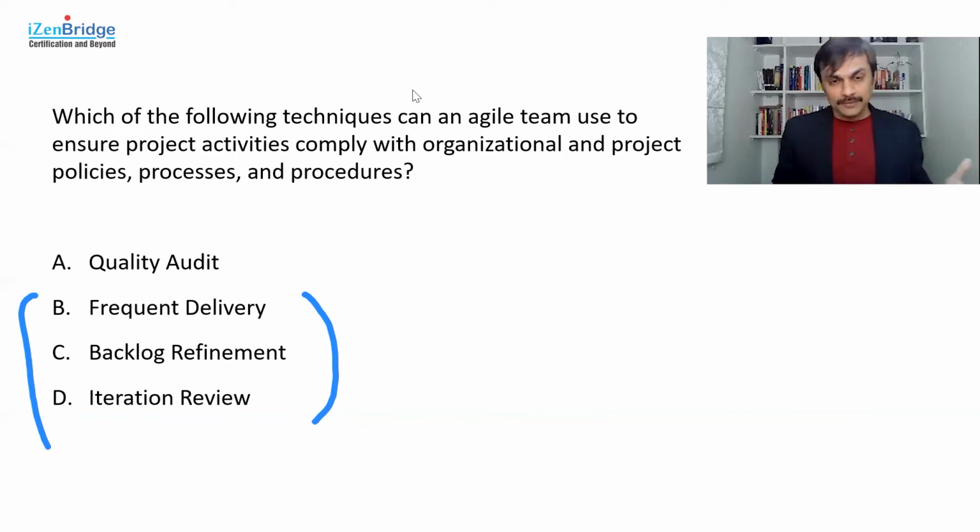Similarly, for backlog refinement, ideally we should be considering all organization procedures and processes when we are doing it. Sometimes a new item may get added because of organization policies and procedures, but direct assurance of process compliance does not necessarily come out of backlog refinement. Similarly, the iteration review goes more or less like B: you can see the deliverable, but you may not be able to see the background story of it. So what is left? Option A, which is the right option here.